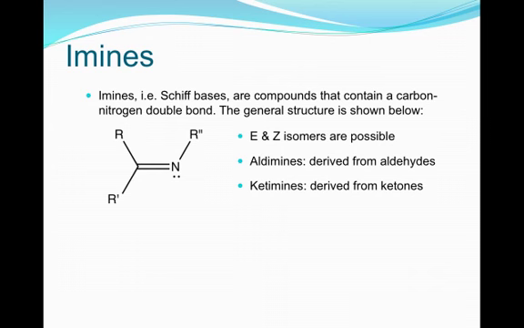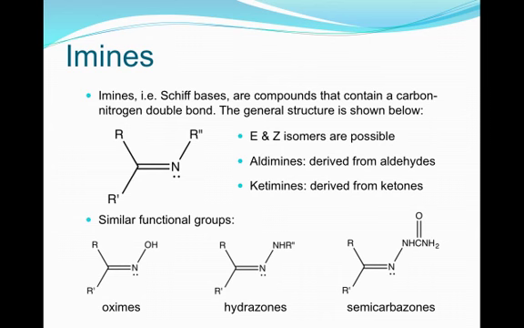As you will see, imines are typically derived from aldehydes or ketones. Imines that are derived from aldehydes are sometimes called aldimines, while imines derived from ketones are occasionally referred to as ketimines. Similar functional groups that also feature a carbon-nitrogen double bond include oximes, hydrazones, and semicarbazones.